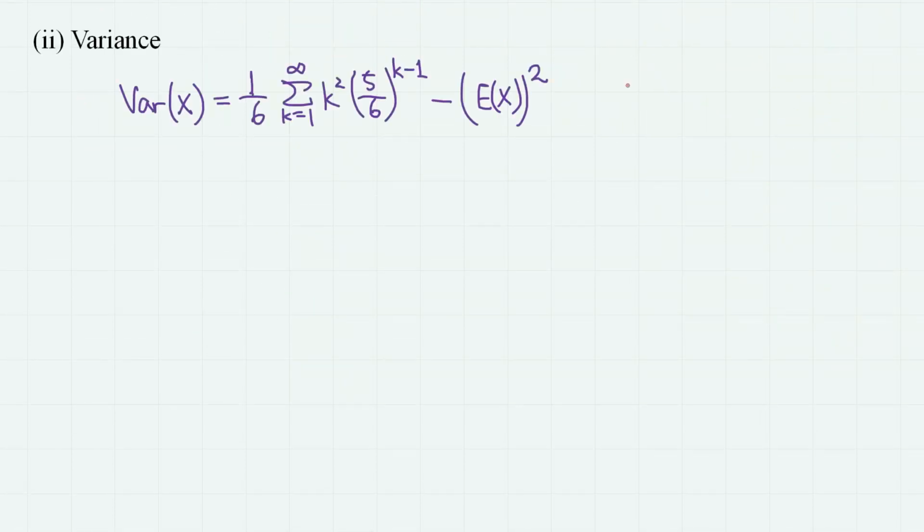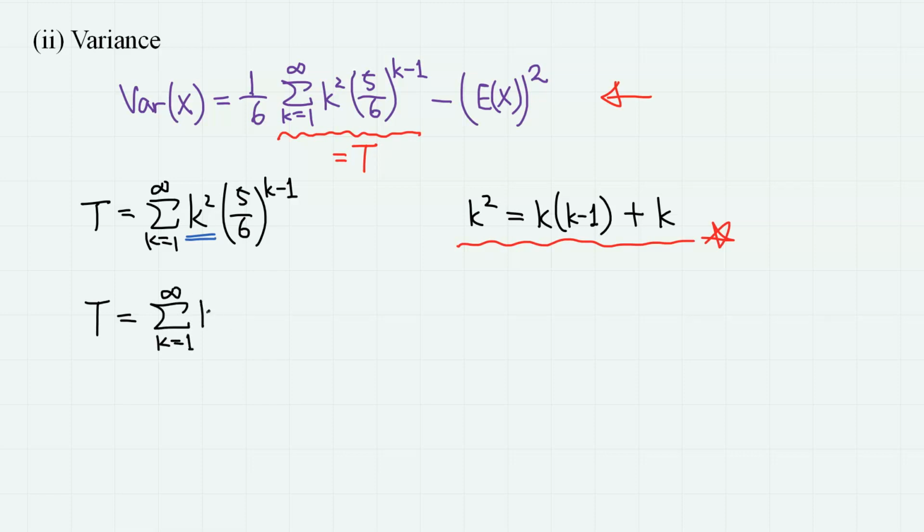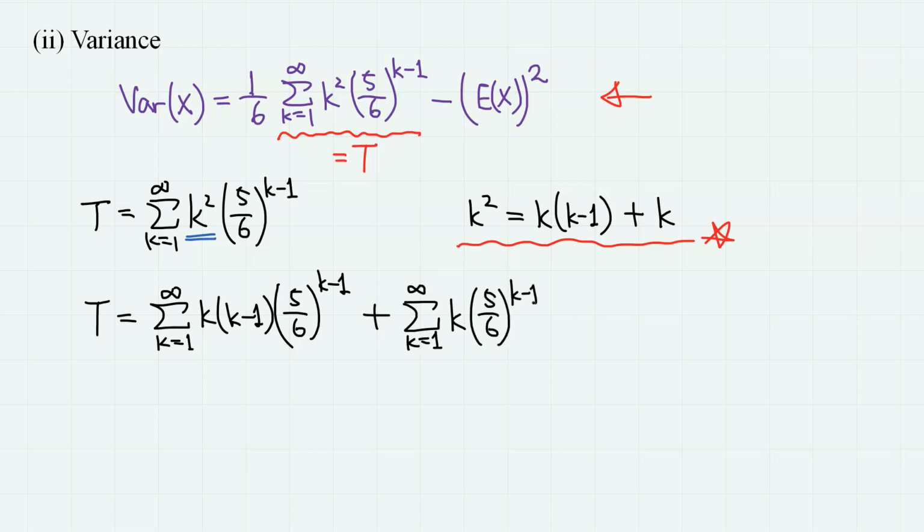Next, the variance. Recall that our variance was given like this. So now we need to calculate this series, and let's call it T. Here, the previously arithmetic progression part is no longer an arithmetic progression, since now we have k squared here. So here, we use the famous yet very clever trick of splitting k squared into (k minus 1) plus k. Then, T can be written as now (k minus 1) times this plus k times this.